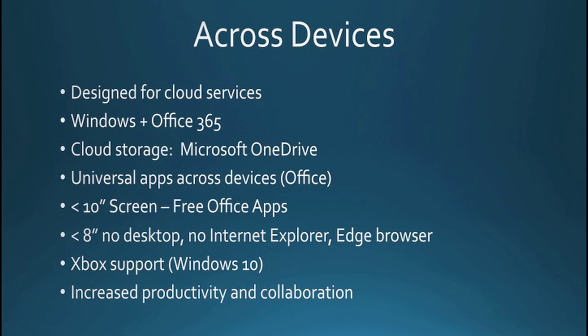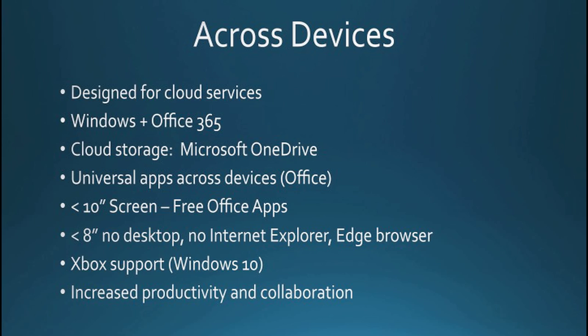So it was designed for cloud services. Windows plus Office 365 is a really good combination. For cloud storage, there is this thing called OneDrive, which is quite similar to iCloud Drive, or the drive that's in Apple. Across devices, very universal, especially for the Office functionality.